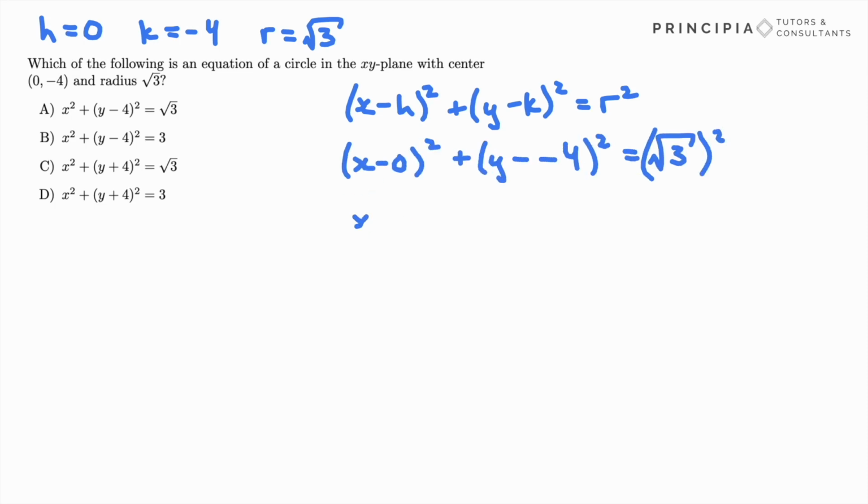x minus 0 is just x, and y minus negative 4 is y plus 4, and square root of 3 squared would be 3. And from here we can tell that D is going to be the correct answer. Alternatively, we can use Desmos to graph all of these answer choices and then pick the one that makes the most sense. So let's take a look at that now.